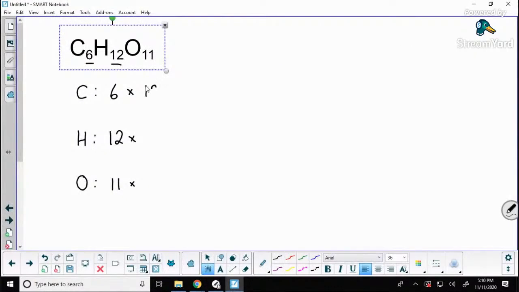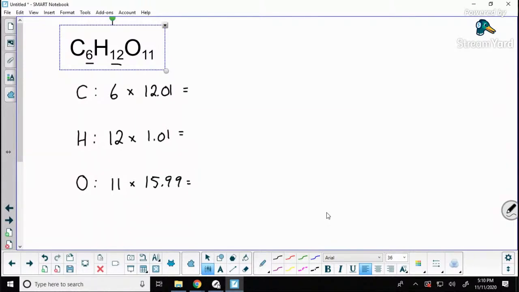So carbon, 12.01. Again, that would be grams per mole, but a lot of times in working these problems, we don't worry about the units at this point. Hydrogen, 1.01, and then oxygen, 15.99.